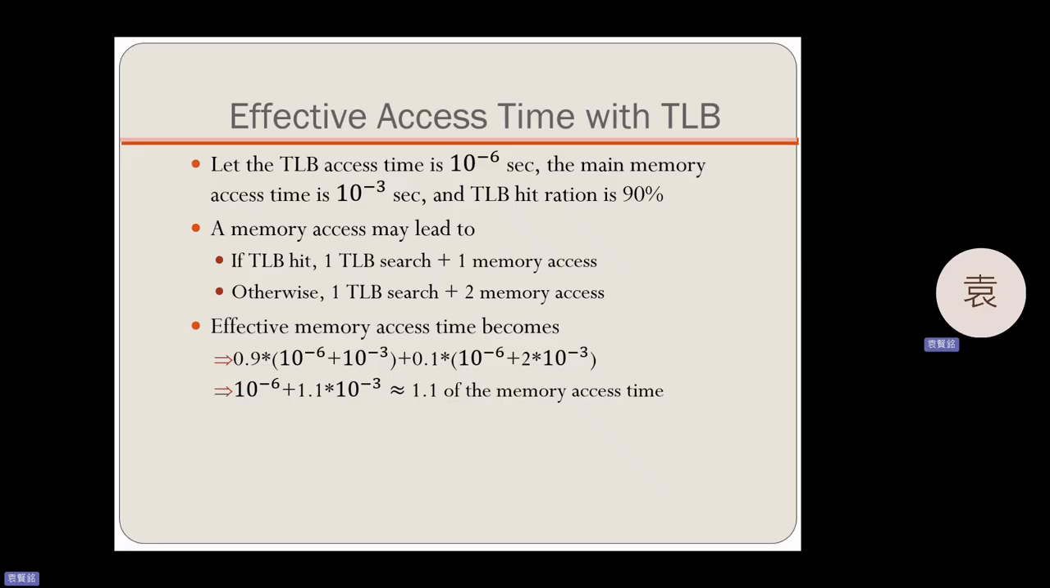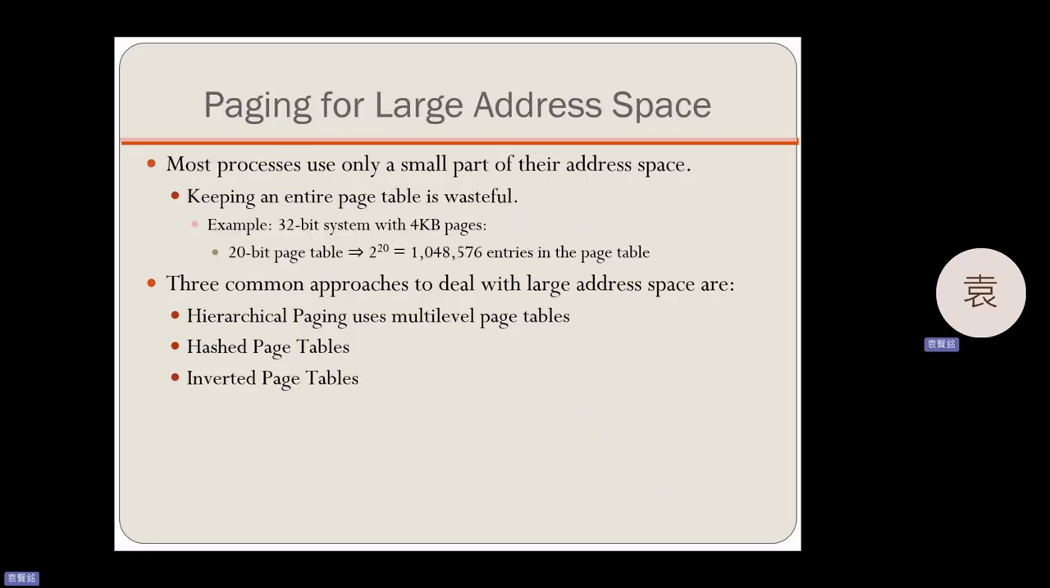So that means in this situation, if the hit ratio is 90%, then the effective memory access time will degrade by only 10%. It becomes 1.1, or 110%, of the original memory access time. So it's more or less something like this.